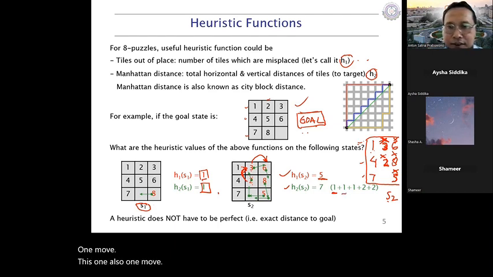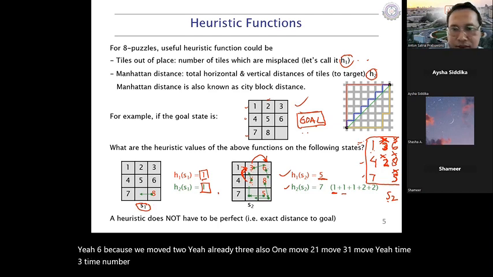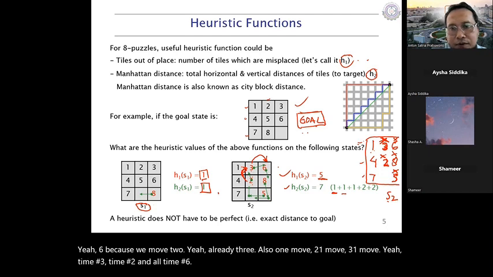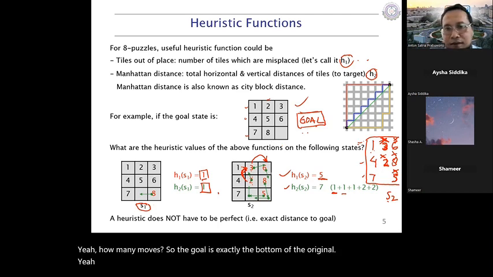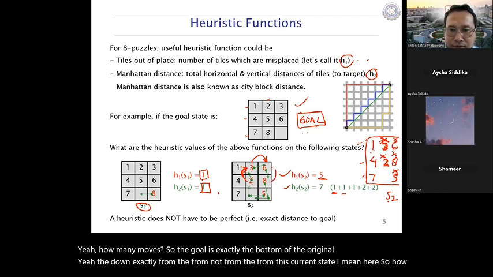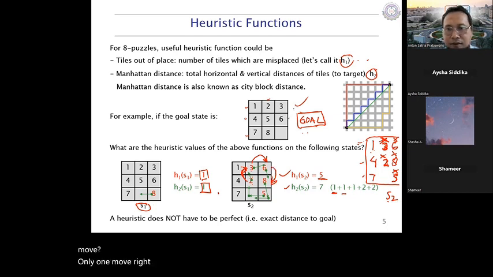How about 6? Tile 2 is one move, tile 3 is one move, and now tile number 6. How many moves? The goal is exactly below the original position, down exactly, not from the current state. So how many moves? Only one move, right? Then it reaches the goal here.